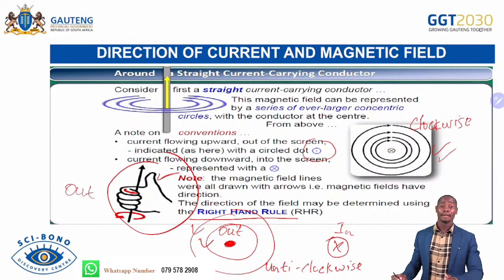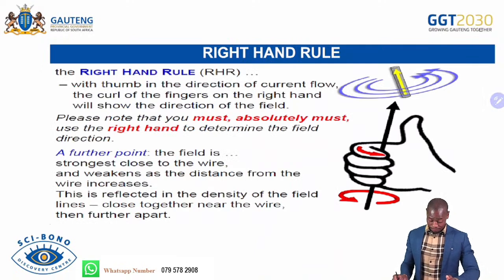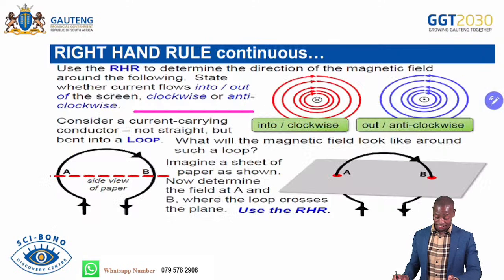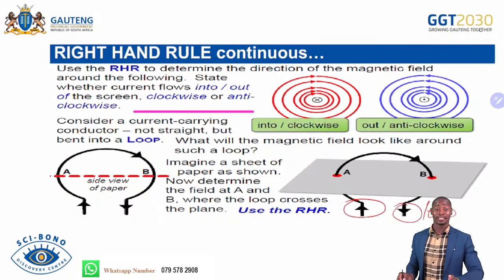Then here is still the right-hand rule, all right? I've explained that already, right? And this is the magnetic field around a loop. So this is a loop, all right? If you check here, the current here is in, and then the current on this side is out, all right? So there's current flowing through this loop, or through this conductor, right?